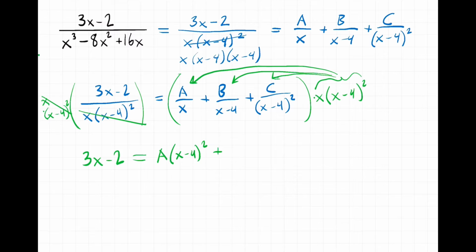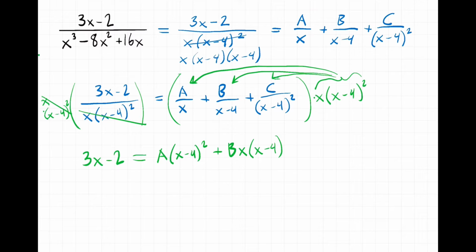Next, if I take b over x minus 4 times x times (x minus 4) squared, well, the x's will not cancel out. I've got a b, and I'm going to have an x. The (x minus 4) squared on top will cancel with one of the x minus 4 on the bottom, but you're still left with one copy of x minus 4.